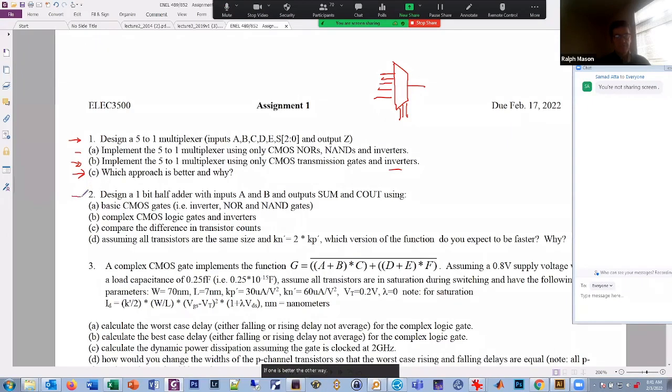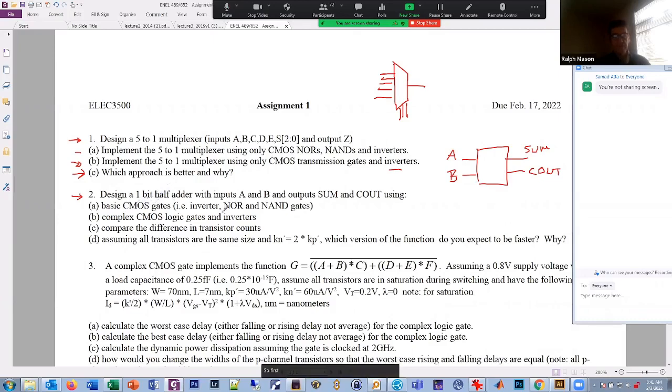Question 2 says design a 1-bit half adder with inputs A, B, and outputs sum and carry. So a half adder has A and B. You're adding A and B together, and you get some sum, and you get an output, carry out. A full adder would have a carry in. This is a half adder, which only has a carry out, no carry in.